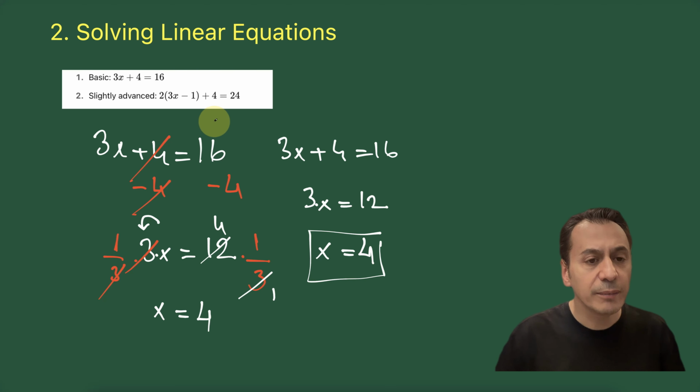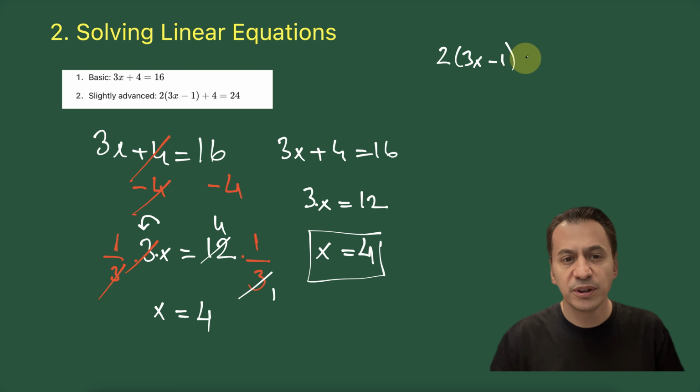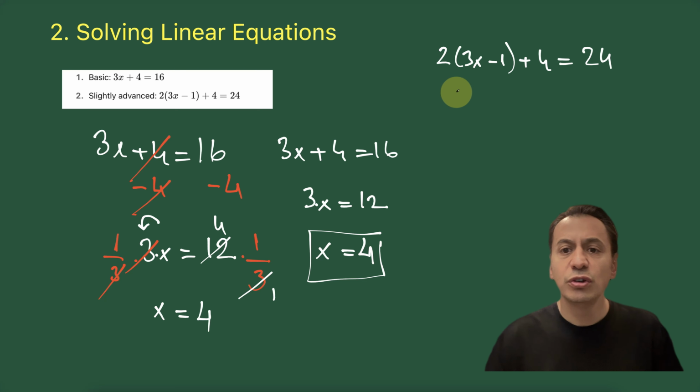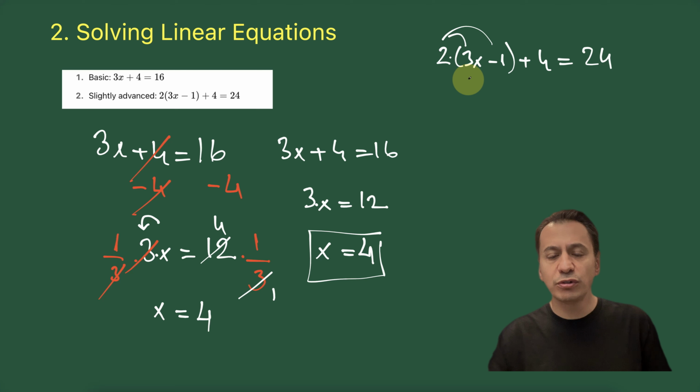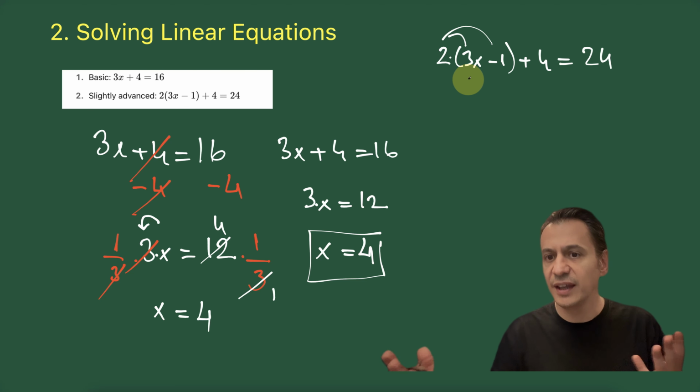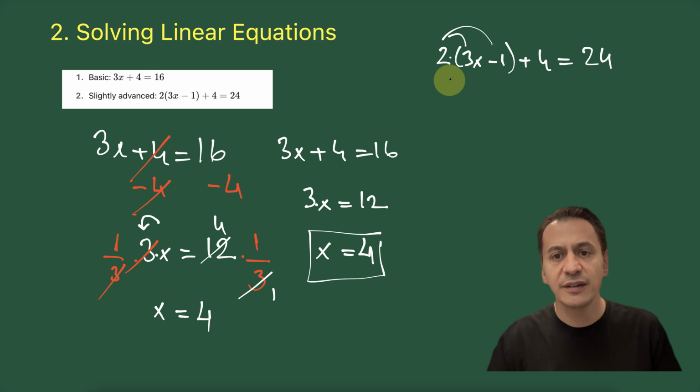Okay, let's check out this slightly advanced version. 2 times (3x minus 1) plus 4 equals 24. In this case, you just have to do this operation because we need to simplify the equation. So that's the distributive property, and you multiply this 2 by both terms in the parentheses. So it will be 6x minus 2 plus 4 equals 24.